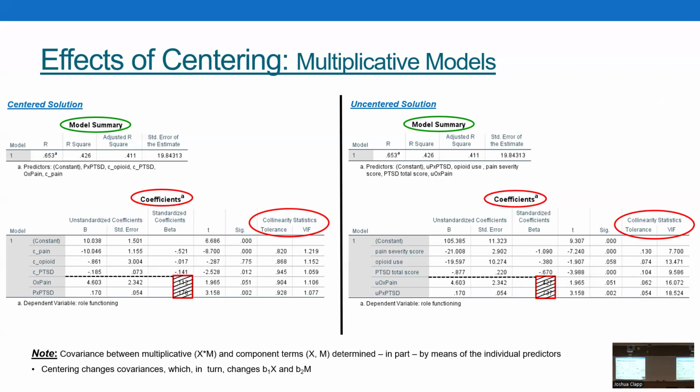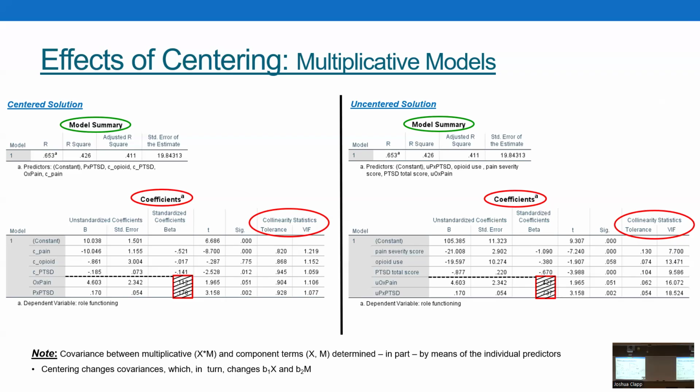But here is the unique effect of pain severity on outcome at 0 levels of PTSD for people who are not using opiates. For opiate use, this is the unique effect of opiate use on my outcome for people who have no pain and no PTSD. And here's my unique effect of PTSD on outcome for people with no pain who aren't using opiates. Do people see how I got those interpretations in my uncentered solution?